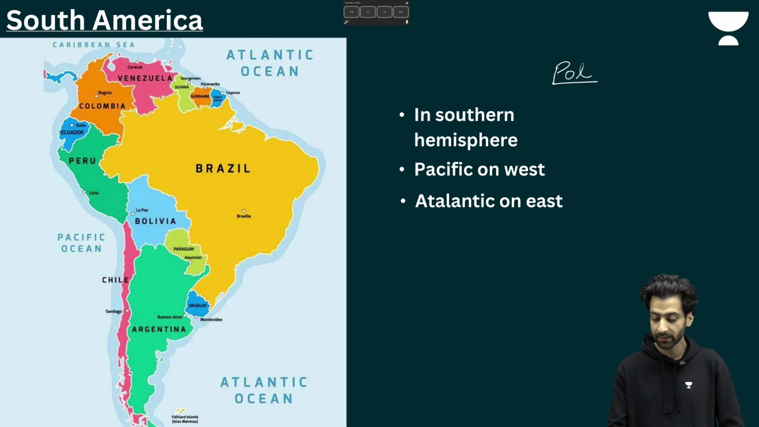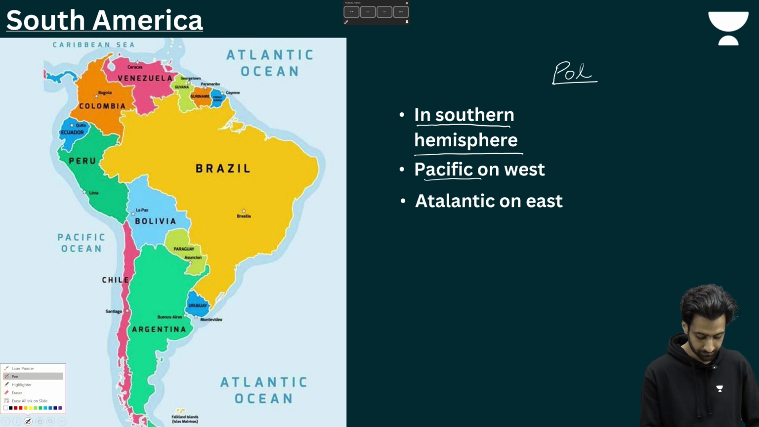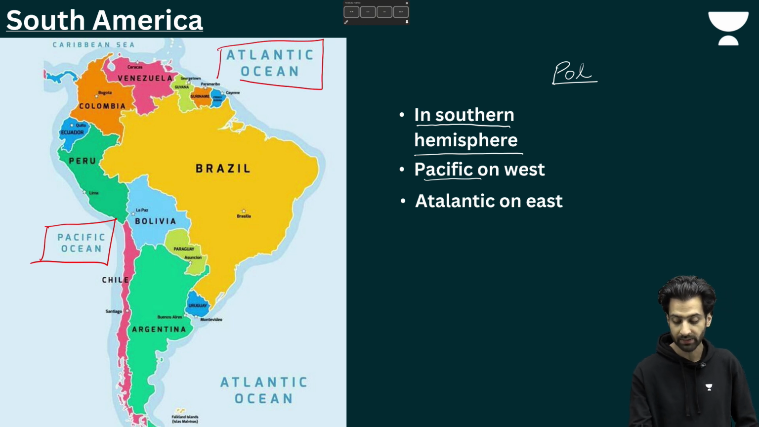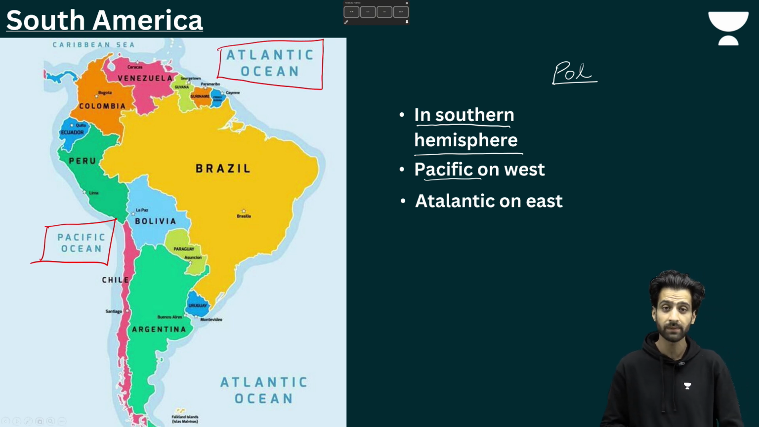It is located in the southern hemisphere. As I told you about the equator, the continents that lie in the southern part, the bottom, are said to lie in the southern hemisphere, and it is bound by the Pacific Ocean on the west, as you can see here, and the Atlantic Ocean on the east. This is the location of South America.